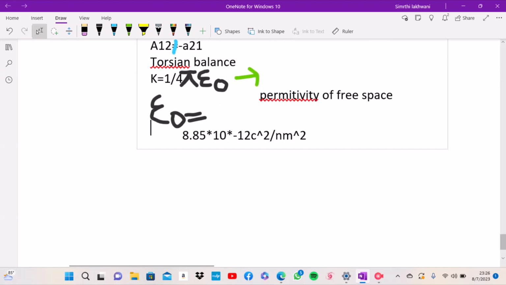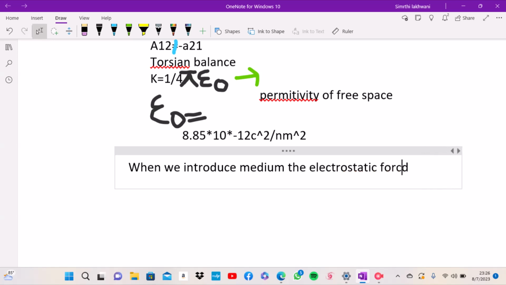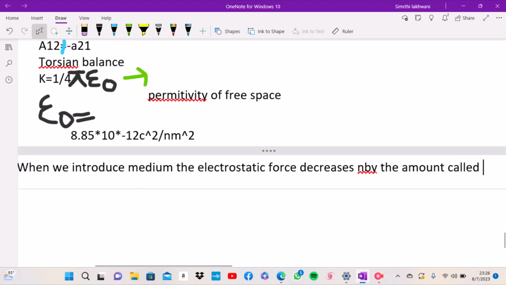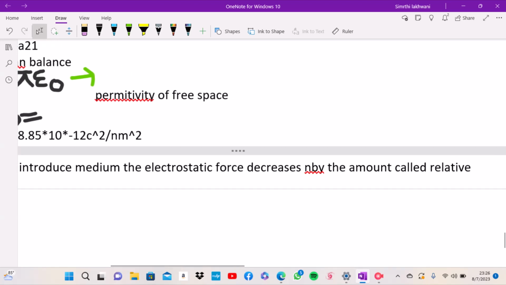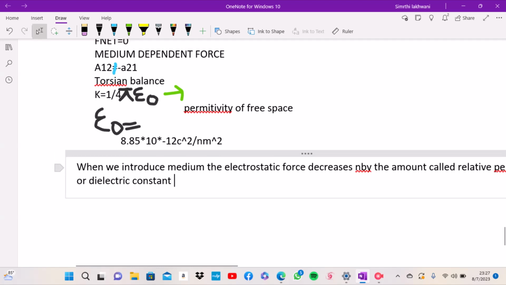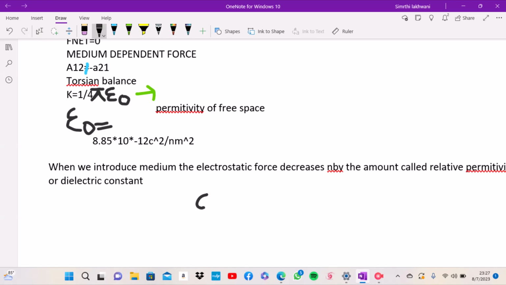Whenever we introduce a medium in this Coulomb's law, the electrostatic force decreases by an amount called relative permittivity or dielectric constant.